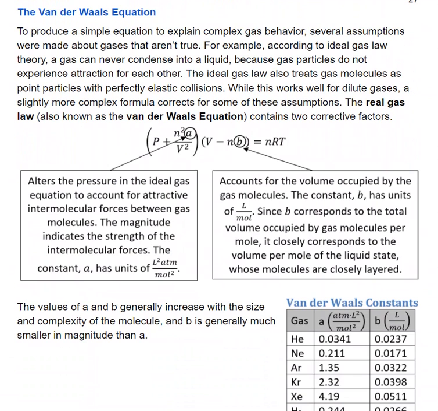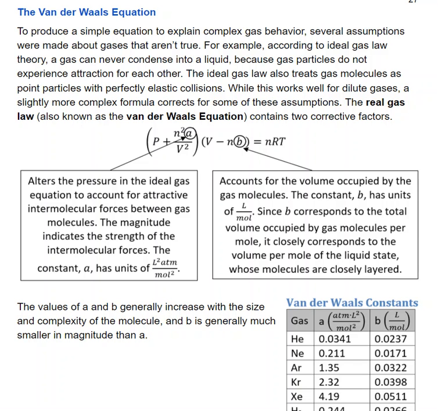So, we have our ideal gas law equation. We also have a real gas law equation. It's also known as the van der Waals equation. In this equation, there are a couple of corrective factors, a and b. Factor a alters the pressure in the ideal gas equation to account for those intermolecular forces. The size of a indicates the strength of intermolecular forces.